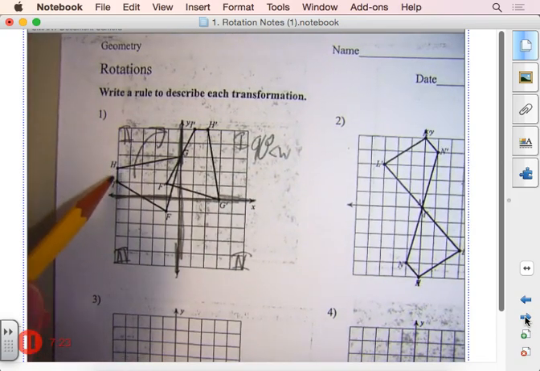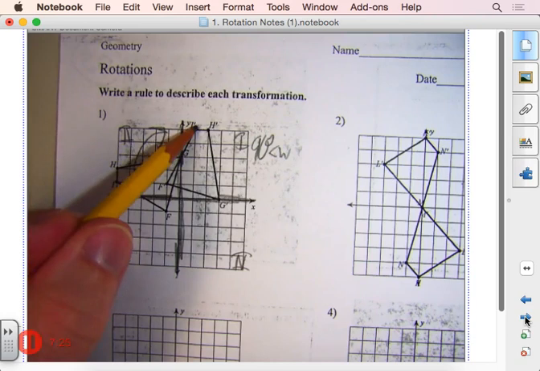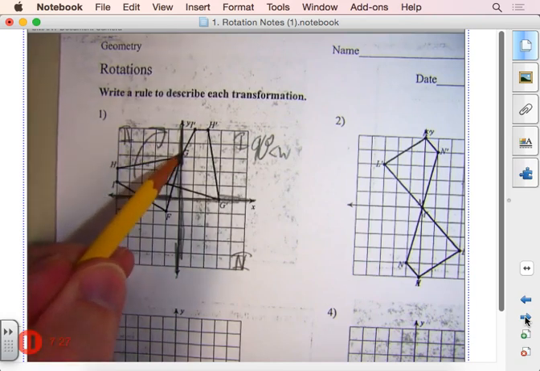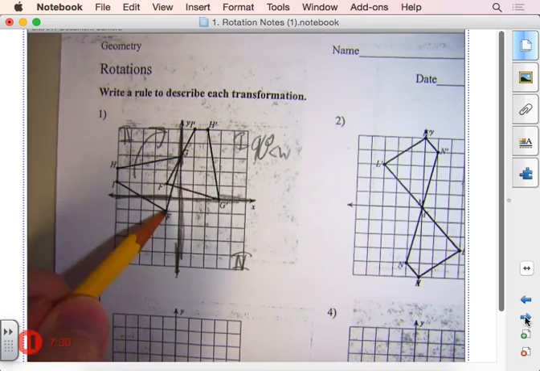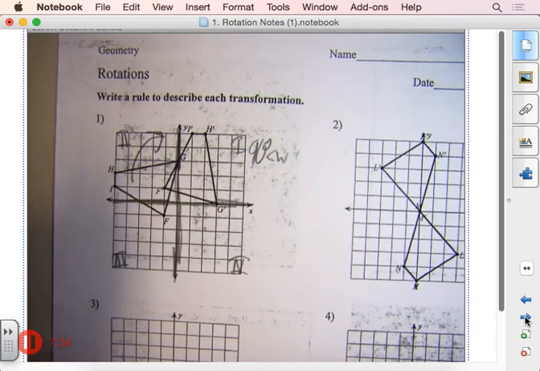And all the points move one quadrant. I moves one quadrant over. G goes from this axis to that axis. That moves one quadrant. And F moves from this bottom left quadrant to the top left quadrant. So if we're just saying the rule, we'd say that one moves 90 degrees clockwise.